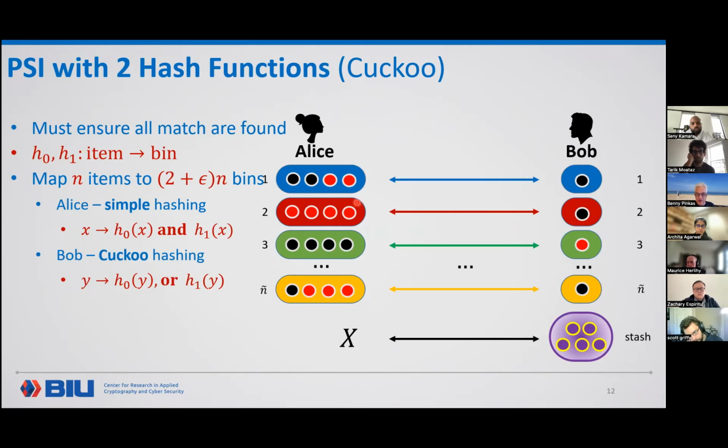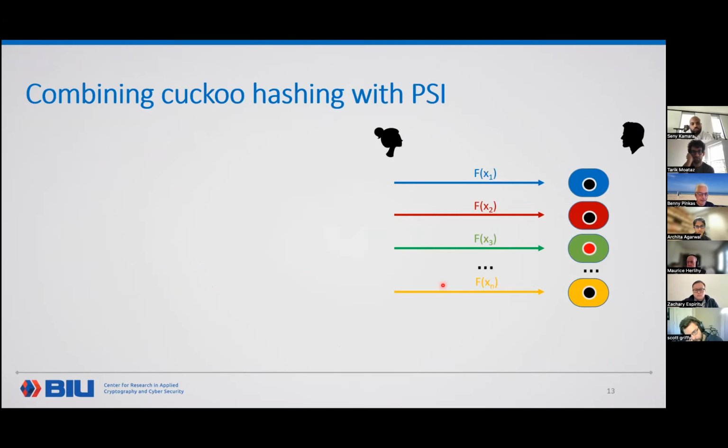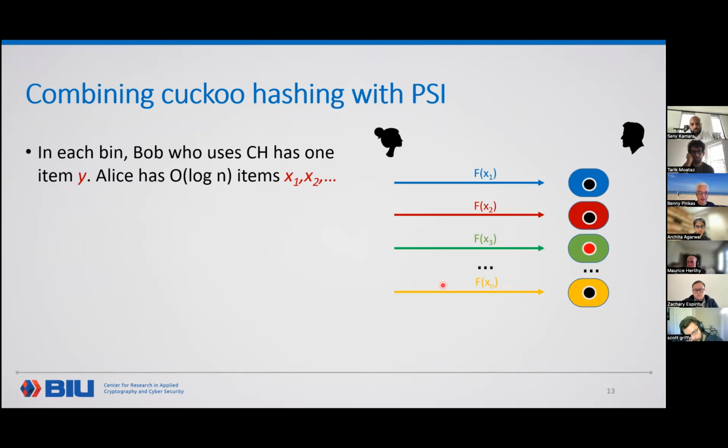And when we use this, she's going to have like log n items in each bin. He's going to have like 1 item. So the total number of comparisons is going to be like n log n, something like that. Okay, so just to repeat, in each bin, Bob, who uses cuckoo hashing, has 1 item, and Alice has up to log n items in each bin.